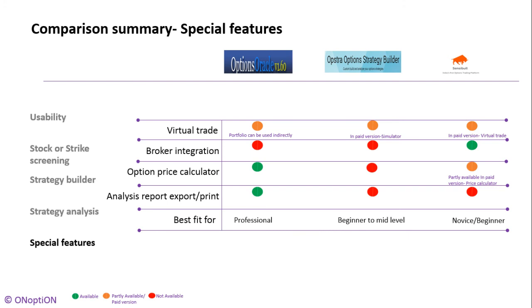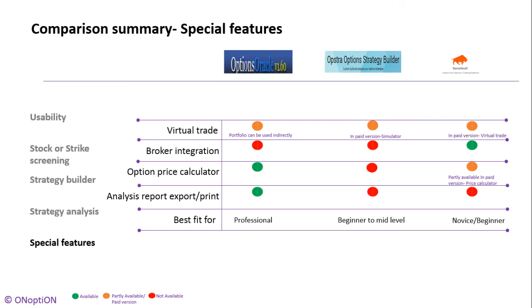Broker integration is a nice feature in Sensibull. You can build your strategy. They have tie-ups with most popular brokers. You can directly place your order and view your positions over Sensibull. So that's quite a nice and interesting feature available with Sensibull, but it is completely missing in both OptionsOracle and Opstra.